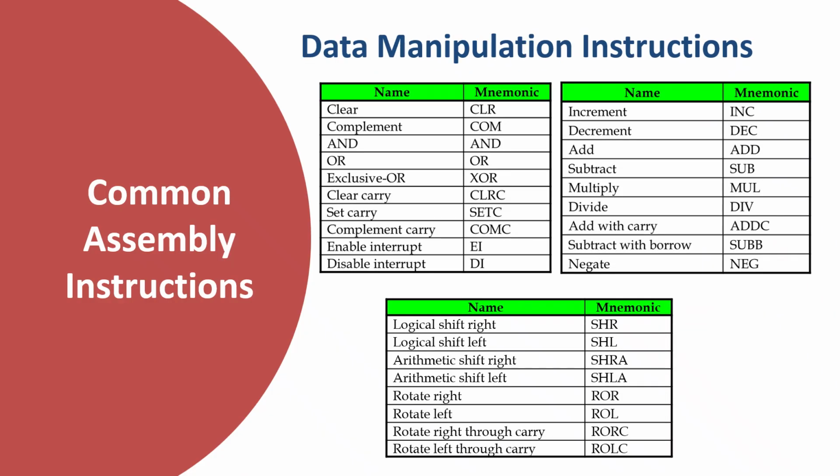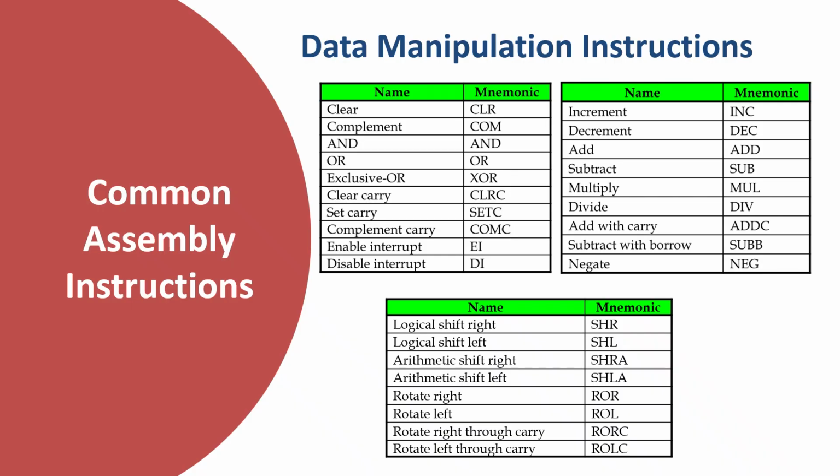Arithmetic and logical instructions perform fundamental data processing tasks. Arithmetic instructions include add, sub, increment, and decrement, which deal with calculations. Logical instructions like AND, OR, XOR, and NOT operate at the bit level and are widely used in decision making and control structures. These instructions often affect flags in the status register, which can influence subsequent program flow.